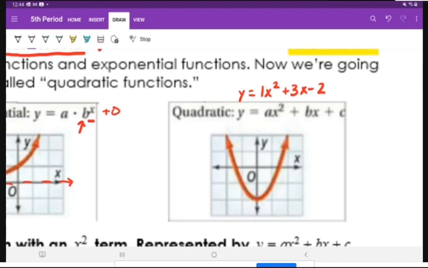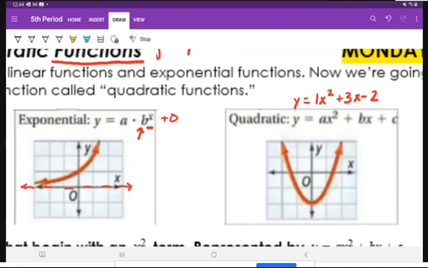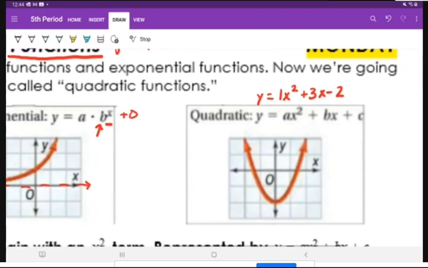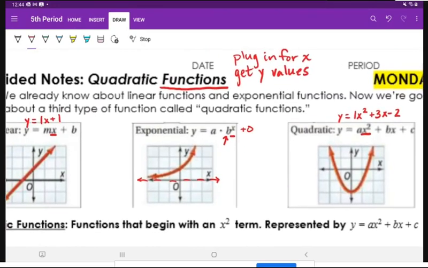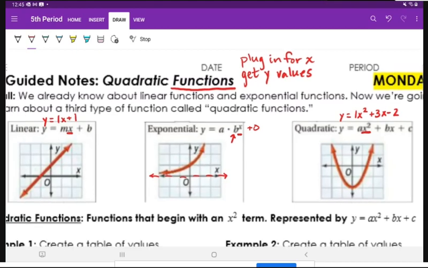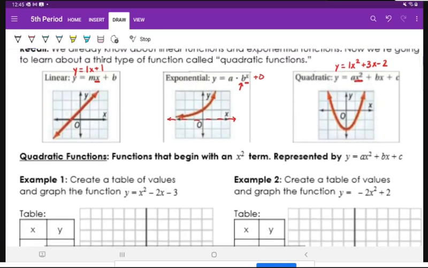The graphs will look different. Notice this picture, it's kind of like a bowl shape. It goes up on both sides, whereas our exponential function just goes up on one side. So this is a slightly different type of pattern that we're going to be drawing on our graphs. And they start with an x squared. So linear functions just have an x. Exponential functions have an exponent that's an x. And quadratic functions start with an x squared. So we're going to need to be able to tell the difference between these three types of functions just by looking at their formulas. So let's get started talking about some more specific details about quadratic functions.